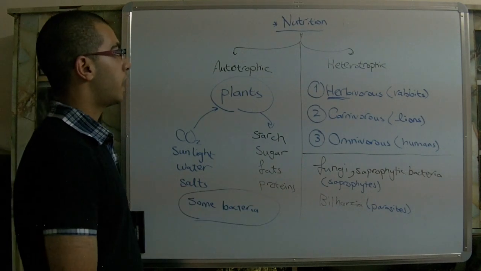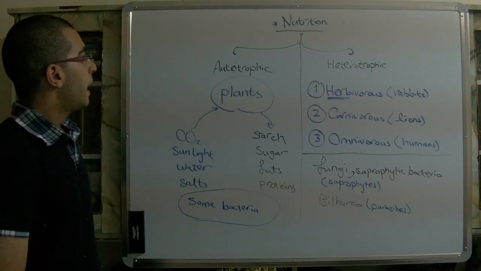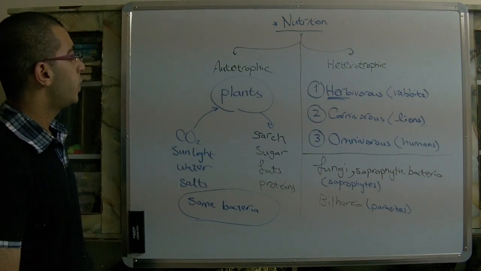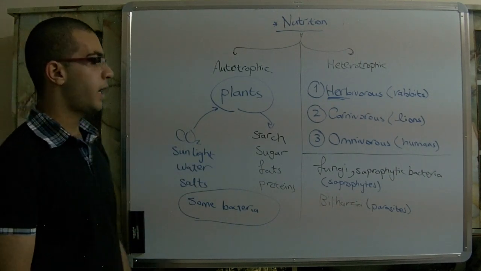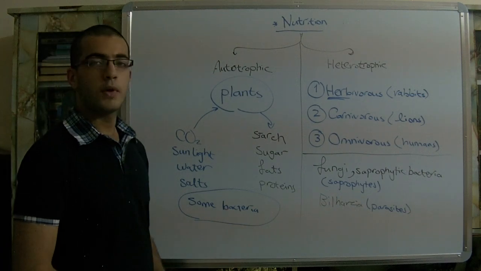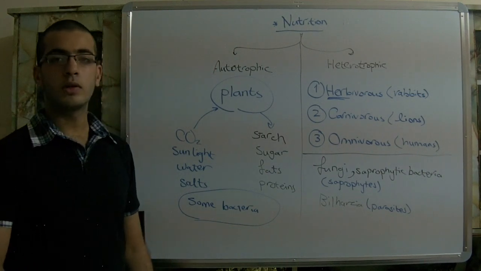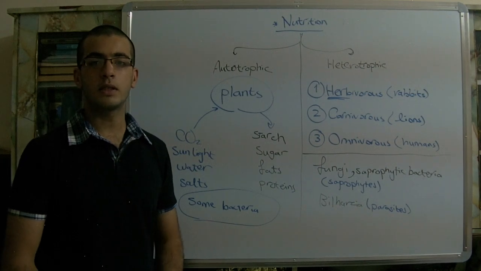So that was an introduction for chapter 1 in biology, and the next time we will talk about the plants first and the ways of obtaining their food. We will talk about the processes that the plant carries out in order to obtain its food. We'll talk about the absorption and photosynthesis process.